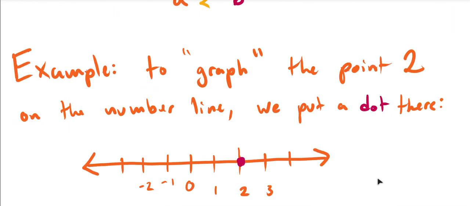Here's a more concrete numerical example. If you want to graph 2 on the number line, we put a dot there. Sometimes we put a bunch of tick marks there, and we might throw some numbers beneath to give some reference to what we're looking at, but the most important thing is that the dot appears right above the 2.